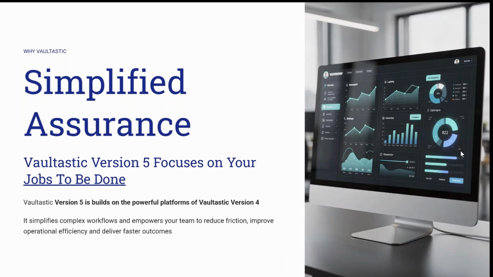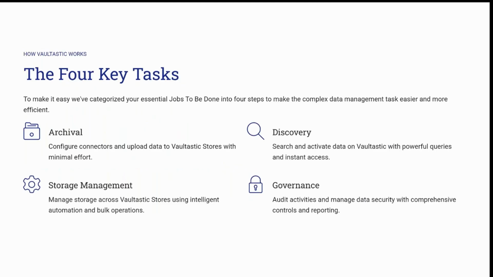Now we come to V5, and the focus of this new version is your jobs to be done, right? The frameworks are powerful, scalable, secure. To do that, we have categorized your jobs into these 4 major categories. The first being the actual archival of the data, right? Establishing the connections to your systems from where you want to pick up the data, defining the jobs to upload the data. Second is, of course, discovery and activation.